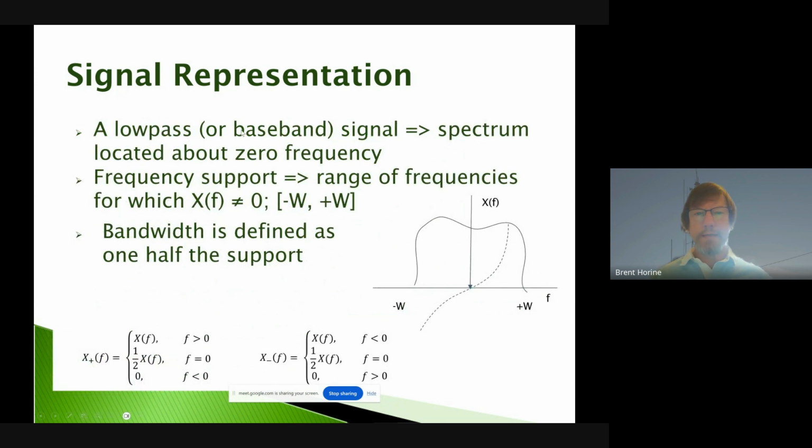A low pass or possibly a band pass signal has a spectrum located about 0 frequency. In the bandpass case, it might be some other frequency, but in a low pass case, this would be 0 frequency, and we see that it has energy around that, but then it goes to 0. Ignore my poor art here. That should go to 0.